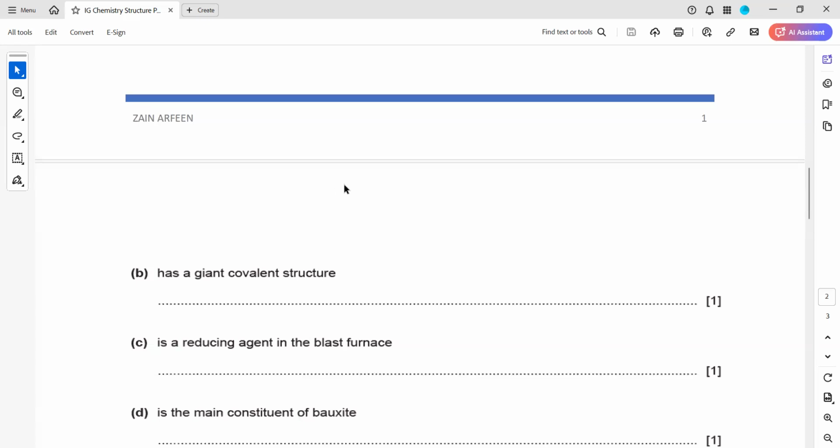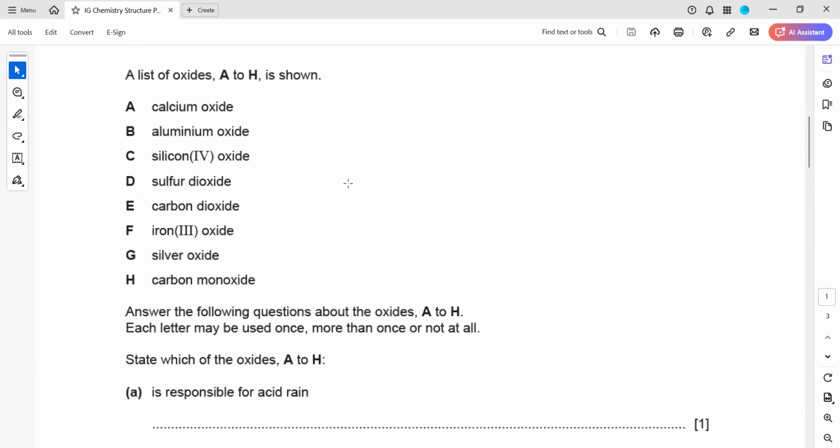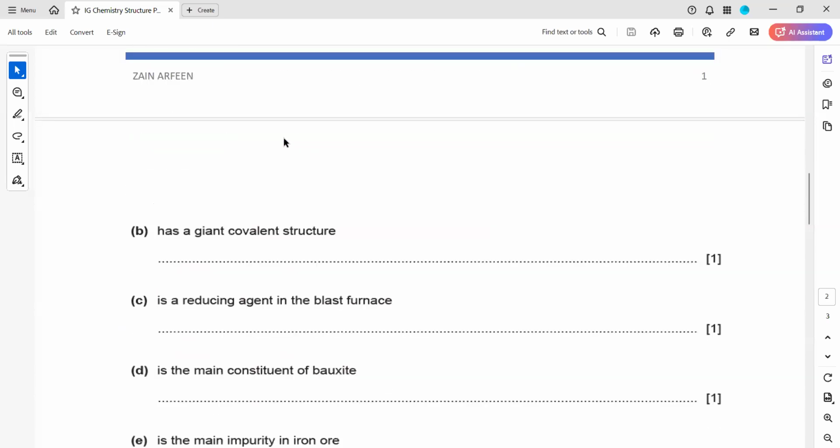Has a giant covalent structure. So if you remember, we discussed the structure of silicon 4 oxide, that each silicon is bonded with 4 oxygen and the structure continues. So which is having a giant covalent structure? Silicon 4 oxide is having a giant covalent structure. That's why we will write C as the answer here.